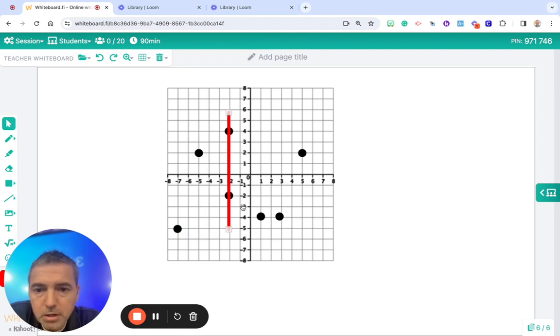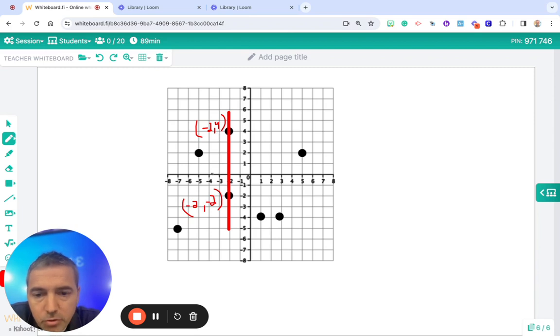What happened right here? The input of -2, right? The x value of -2 had 2 different y values. It was 4 here, and it was -2 here. So this coordinate would have been -2, 4. And this coordinate would have been -2, -2, right?